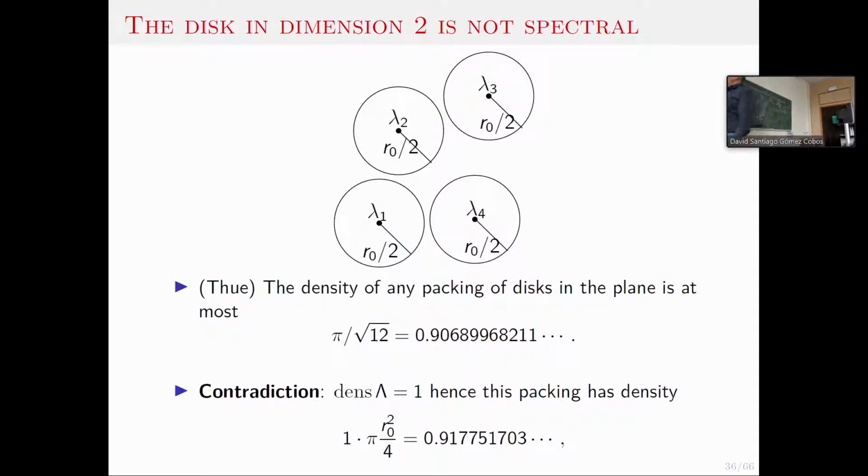So what is the density of this packing? To find the density of this packing, you multiply the density of the locations times the area of each object. The area of each object is this. Do the calculations and get 0.917 something, which happens to be larger than that. So it contradicts Thue's result. This cannot happen. So the disk is not spectral, because if it were spectral, it would contradict the largest possible disk packing.